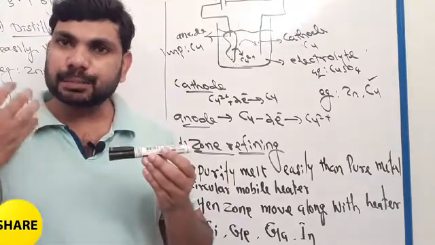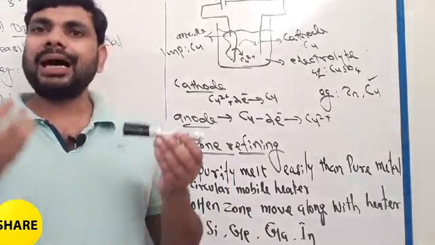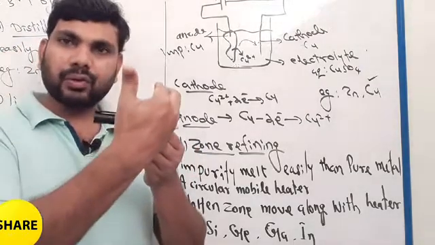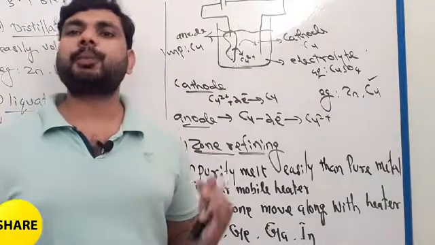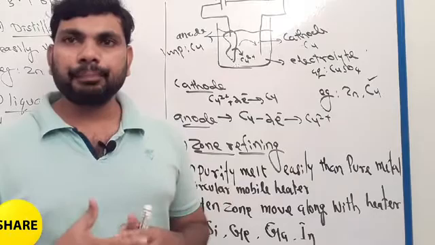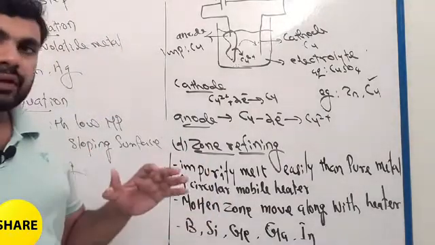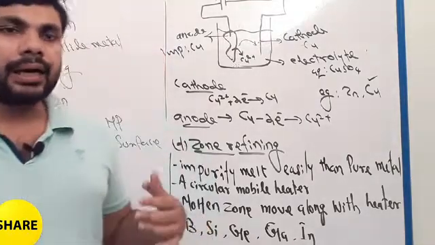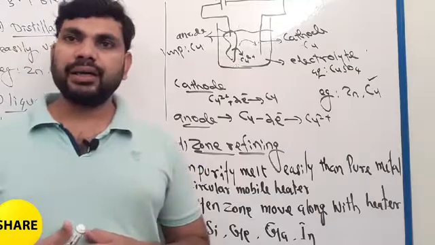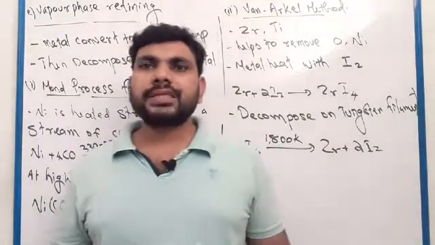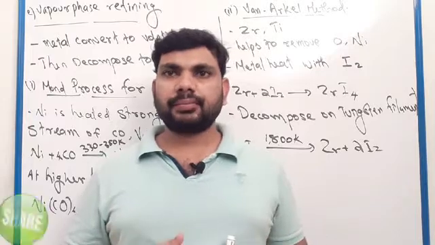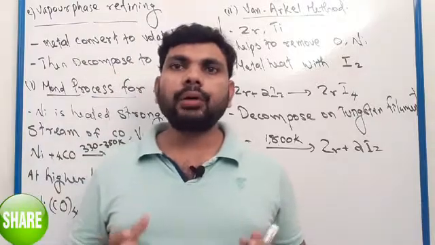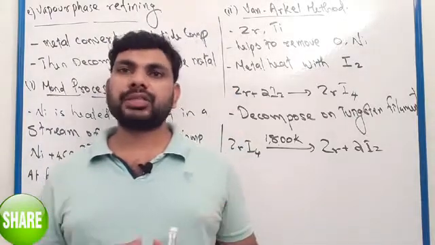We have to repeat this process several times, and all impurities will reach one end of the metal rod, and the rest of the part we will get as pure metal. Okay, this is zone refining. You have to remember boron, silicon, germanium, gallium, indium, and the semiconductor use of zone refining. Clear? Okay, next we have to discuss vapor phase refining. We are talking here about different methods for refining of metal. We already discussed three methods to refine metal.